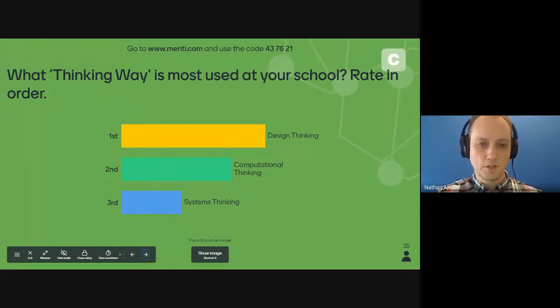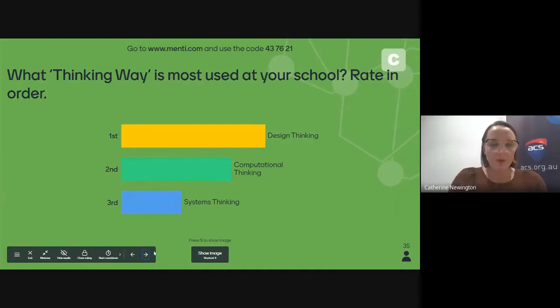Yeah, that's a good point, Daryl. Design thinking is also common to design and technologies, which is the subject that incorporates woodwork, metalwork, textiles, food. We'll keep going on now.